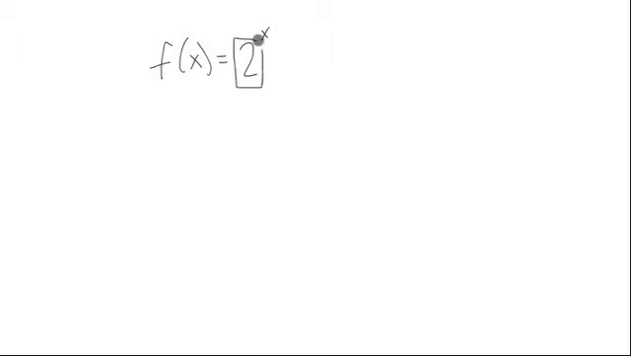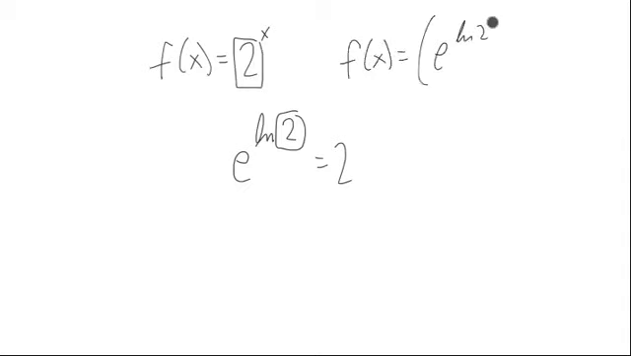First, let's rewrite 2. 2 is e to the natural log 2. Do you see why? Because e and natural log are inverses of each other. When you plug an inverse into another one, so you put it in the input slot of e to the x, it undoes what the other one does, and you end up getting back where you started with 2. So we can rewrite f of x equals 2 to the x as f of x equals e to the natural log of 2, and all that raised to the x.